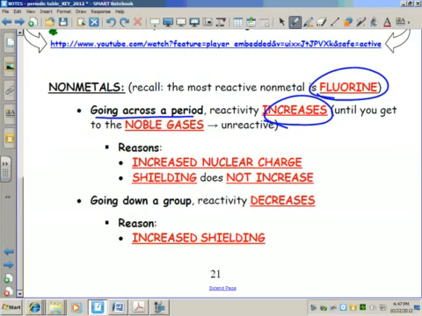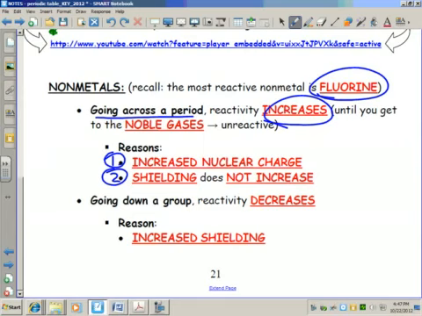Why is that? Well, it's because of increased nuclear charge and the fact that shielding doesn't increase. So adding positive protons, again, pulls things in more tightly. So it means not only are you going to pull in, does fluorine pull on its own electrons more tightly, but that increased positive charge in there pulls on other elements' valence electrons.